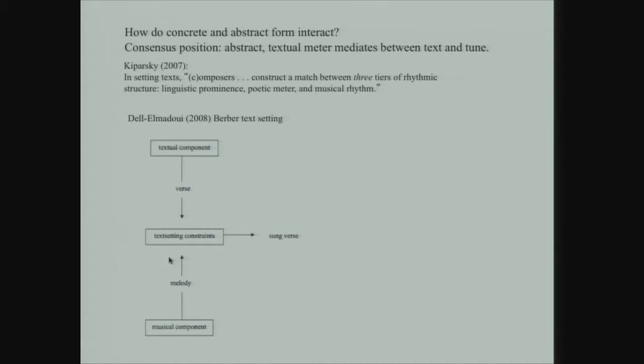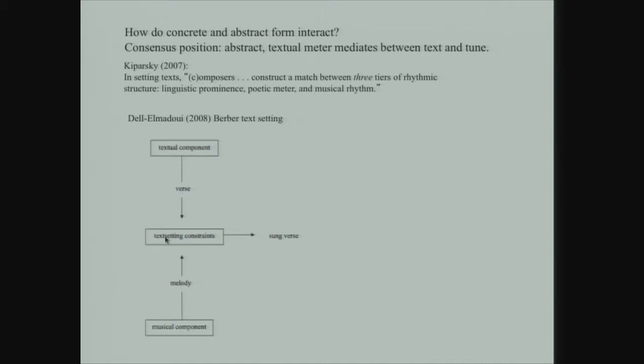And this is from Paul's article from 2007, where he says composers construct a match between three tiers of linguistic structure: linguistic prominence, poetic meter, and musical rhythm. And then in Francois and Mohammed's book from a few years ago, you have a graphical representation of what's going on. You have the text on the top. Then notice you have the verse component here in the middle, okay? And then those go into the text setting.